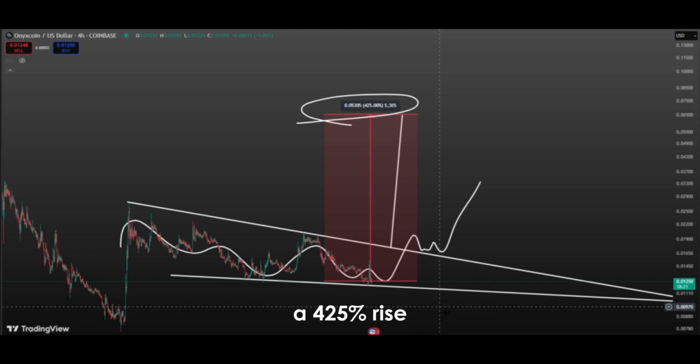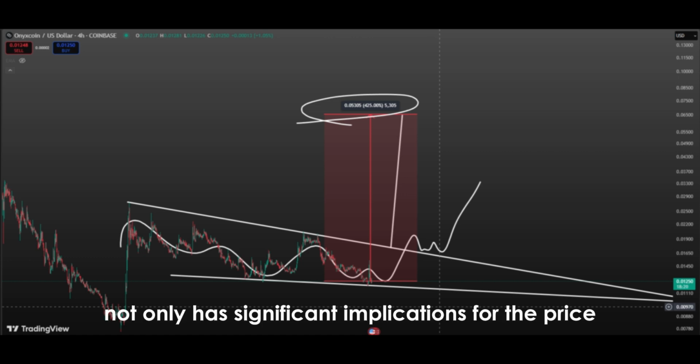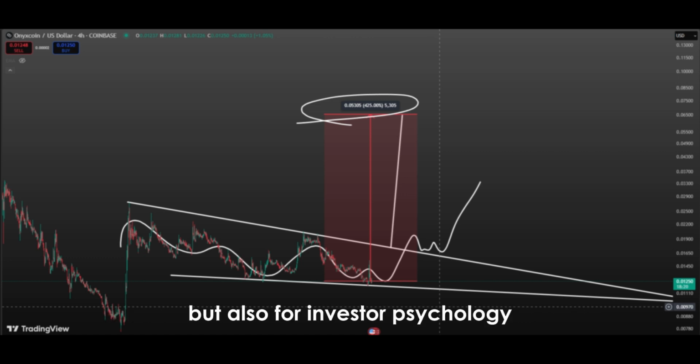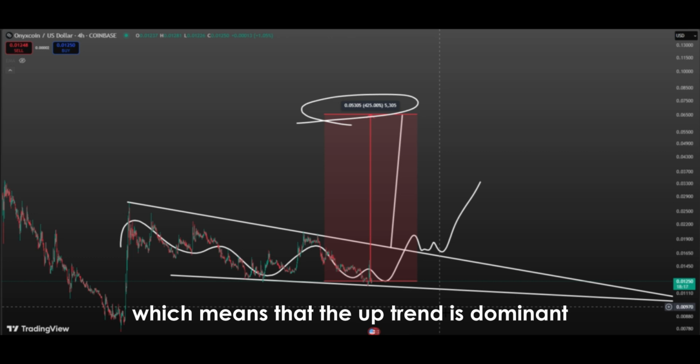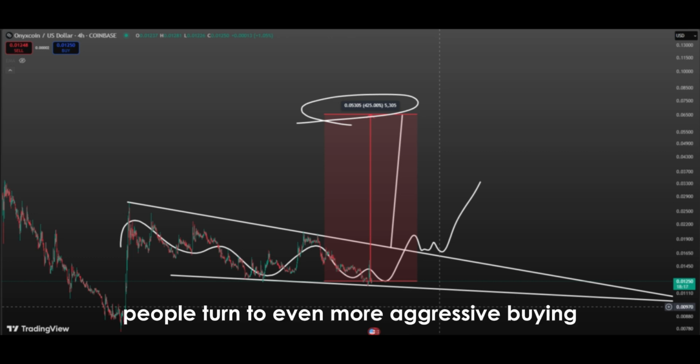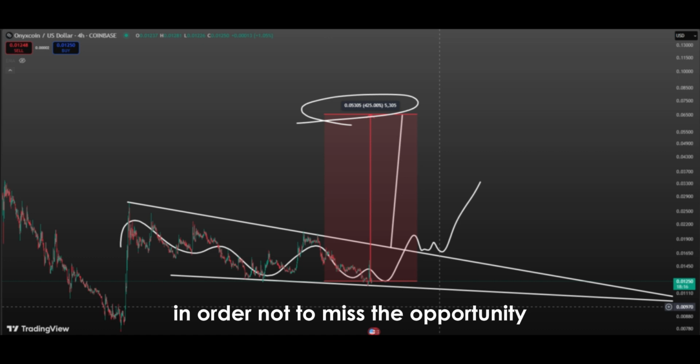A 425% rise not only has significant implications for the price, but also for investor psychology. A move of this scale shows that the market has completely entered bull mode, which means that the uptrend is dominant. People turn to even more aggressive buying in order not to miss the opportunity during such sharp rallies. This causes the price to rise even faster.